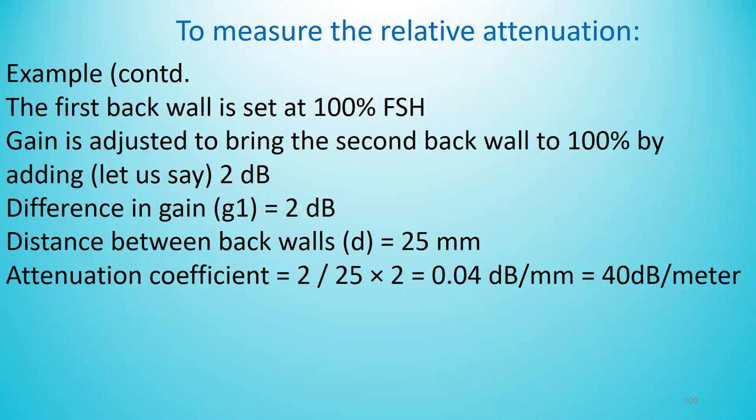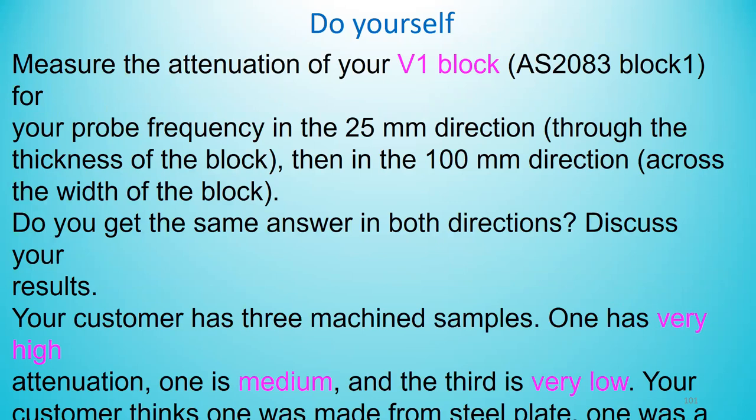The first back wall is at 100% FSH, gain is adjusted. Bring the second back wall to 100%. Let us note the 2 dB difference in gain. Distance between back walls is 25 mm, attenuation coefficient 0.04 dB per millimeter, that is 40 dB per meter. Measure the attenuation of your V1 block for this.